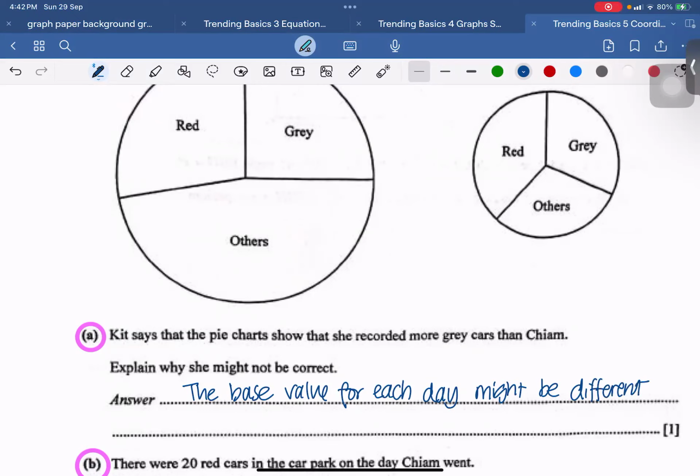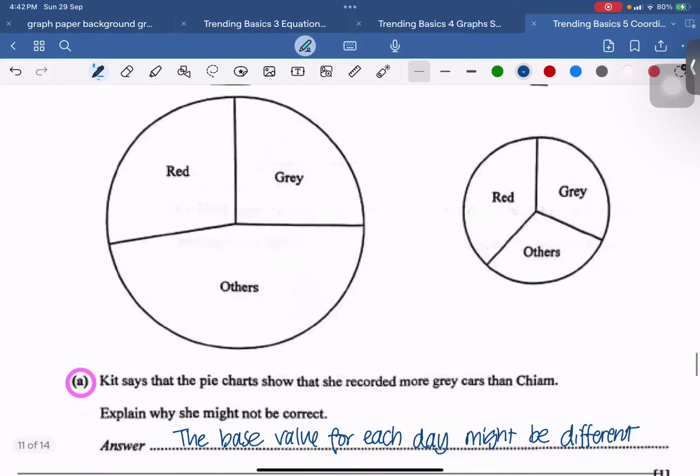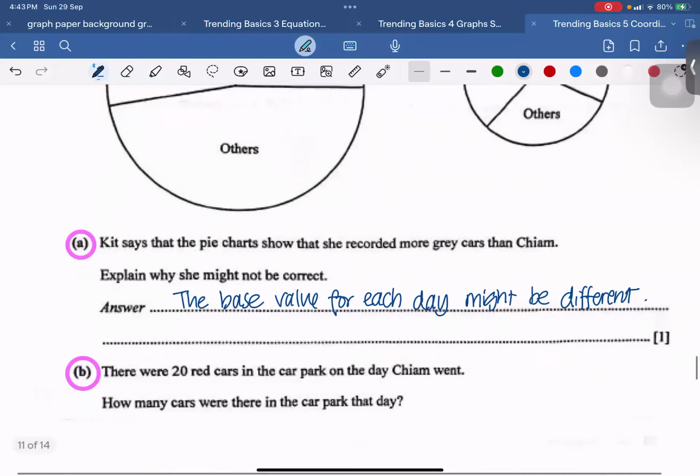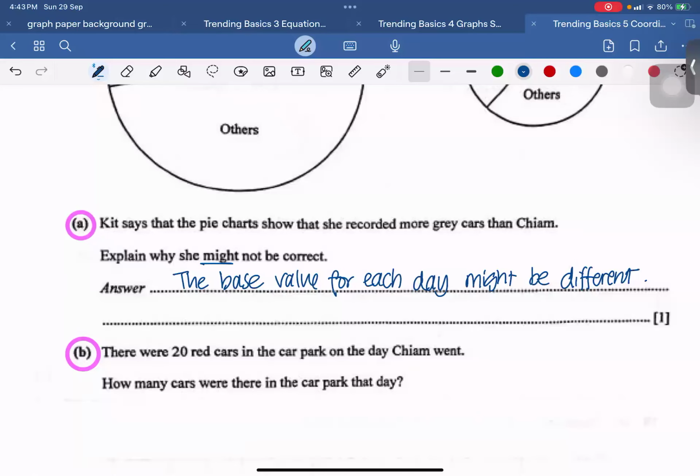So if on the day where Chiam recorded, the grey cars are 90 degrees, but on the day where Kit recorded, the grey car looks more than 90 degrees, although it looks like more than 90 degrees, 100 cars at 90 degrees compared to 1,000 cars at 90 degrees will not have the same value. That is because the base value for each day might be different. So it is not necessarily true that a larger angle means more cars. You see, the question says might, it may or may not be.